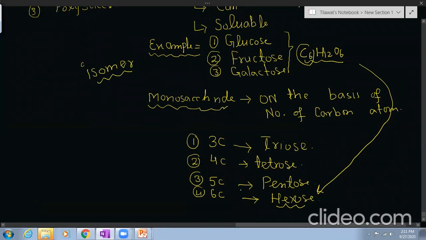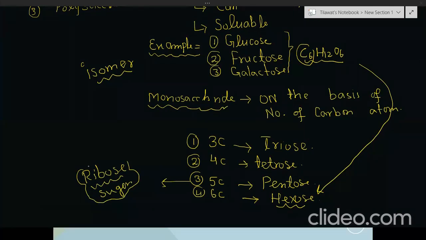Okay, which monosaccharide category do these 3 belong to? They belong to the hexose category. Hexose means they contain 6 carbon atoms in their structure, while pentose contains 5 carbon atoms. An example of pentose is ribose sugar in your RNA, or deoxyribose sugar in your DNA. That is a 5 carbon molecule. Am I clear?